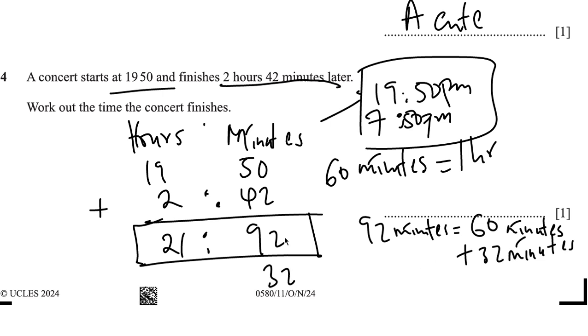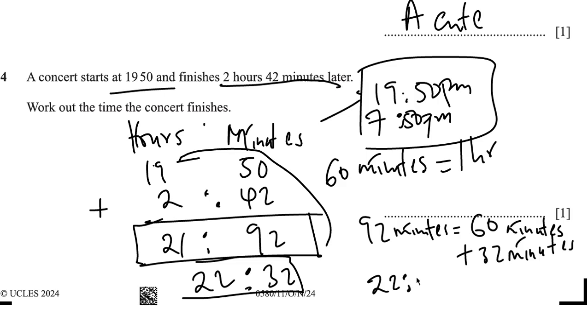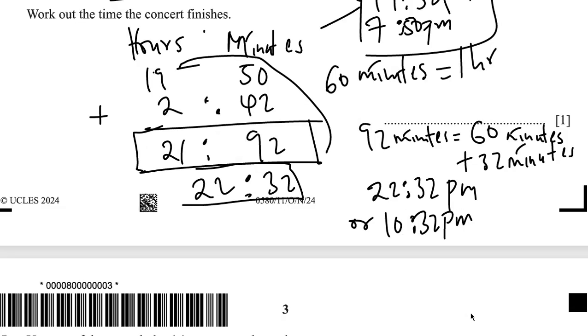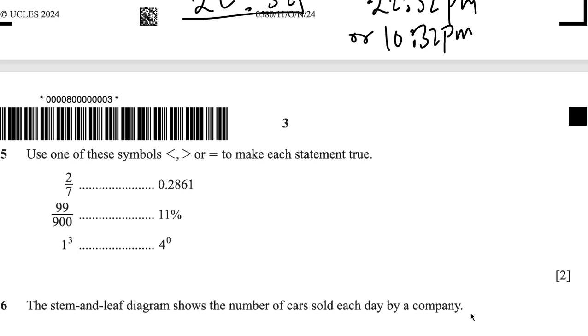So we place down 32 and then move over 1 hour from the 60 minutes, right? 1 hour 32 minutes. So 19 plus 1 is 20. 20 plus 2, 22. So that's the time it finished. 22:32, or we could say 10:32 p.m. using the 12-hour standard. That's simply subtracting 12 from the value, right? Okay, next question says use one of the symbols less, greater, or equal to make each statement true.